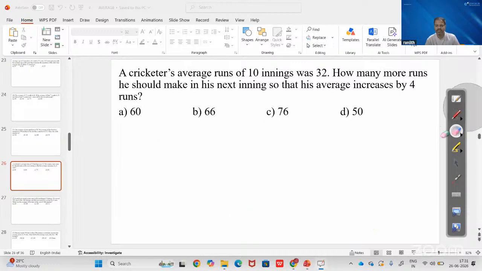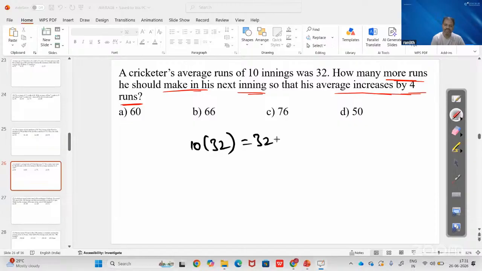So let's see the question. A cricketer's average runs of 10 innings was 32. How many more runs he should make in his next inning so that the average increases by 4 runs? So here, if we observe, there are a total of 10 innings. 10 into 32 is equal to 320. So next inning, in the sense 11th innings, the average is initially 32, but finally he has to increase the average by 4 runs. So that is 32 plus 4 equal to 36. 36 into 11 equal to 396.